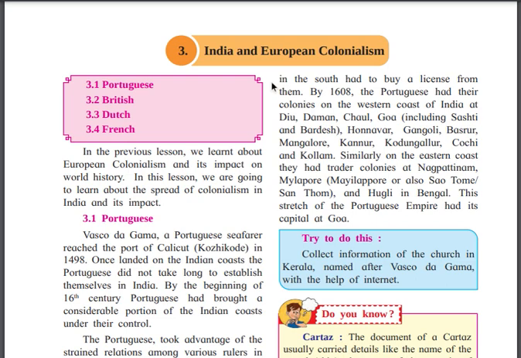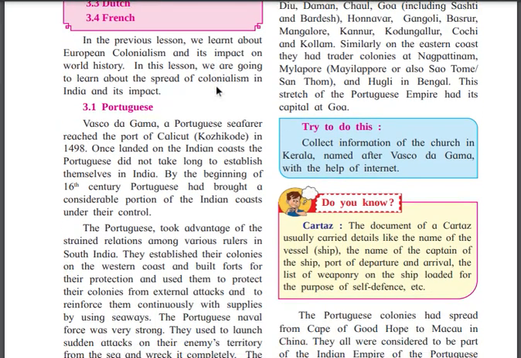Okay, first let's start with the Portuguese. Now, Portuguese is also a football team, right? The Portuguese also came to India first. Before the British, the Portuguese were the first to come to India. That's why it is written first.